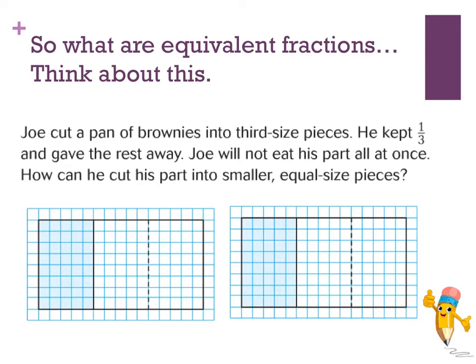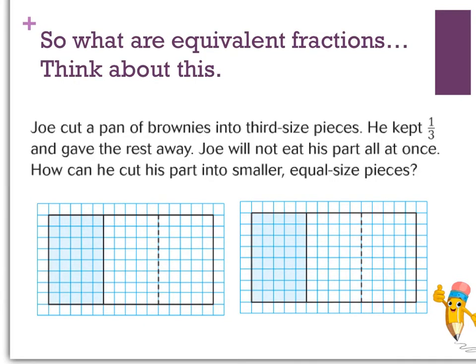So what are equivalent fractions then? Let's think about this. Joe cut a pan of brownies into thirds. He kept 1/3 and gave the rest away. Joe will not eat his part all at once. How can he cut his part into smaller equal-sized pieces? In both of these pictures, you see 1/3. You also have these pictures on your sheet.